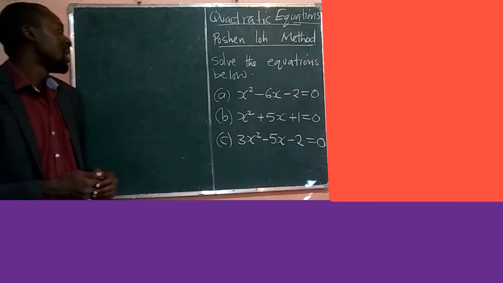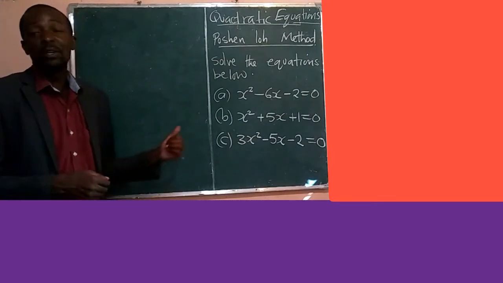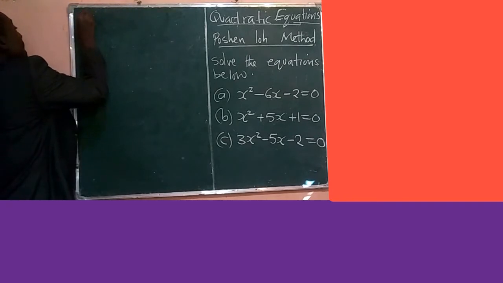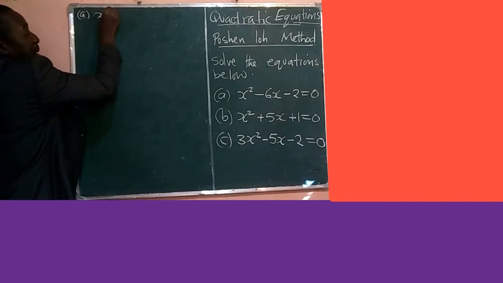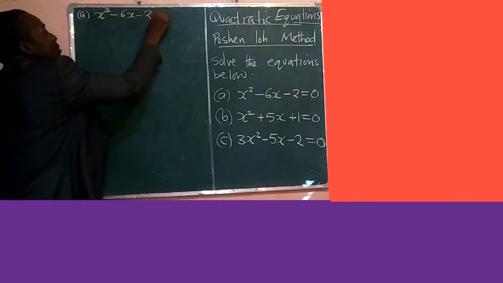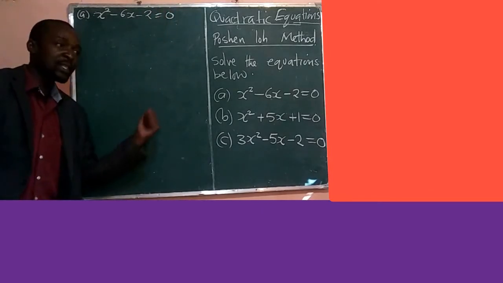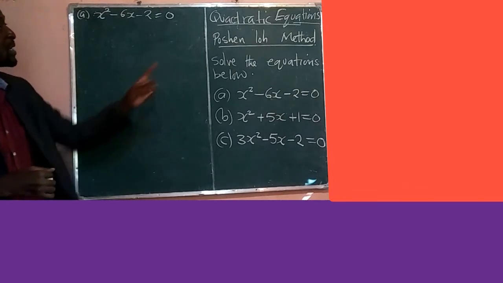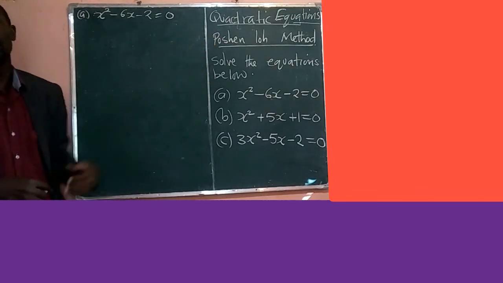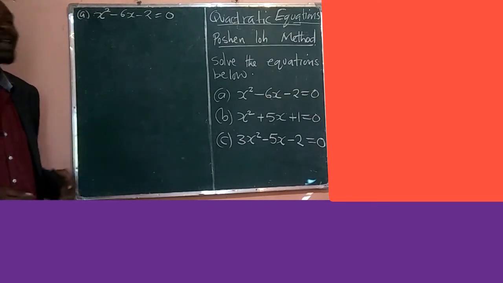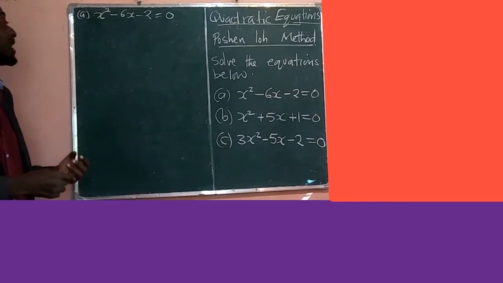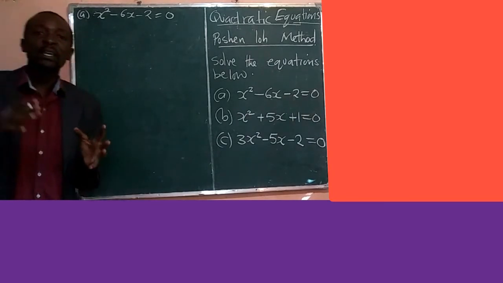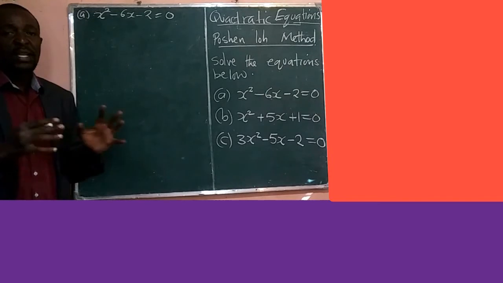So we'll start with the first question here, which says, solve the equations below. So the first question says, x squared minus 6x minus 2 is equal to 0. So we are going to look at this method. I want you to follow me closely as we look at this method, the portion that I've called the Po Shen Loh method, to honor the man who popularized it. In this method here, it works like a factorization method, but in a different way.